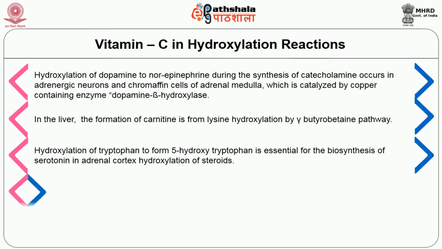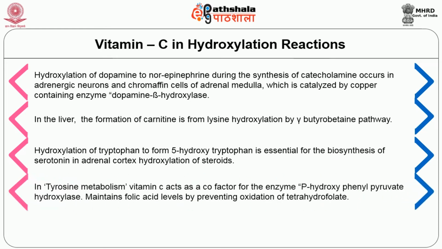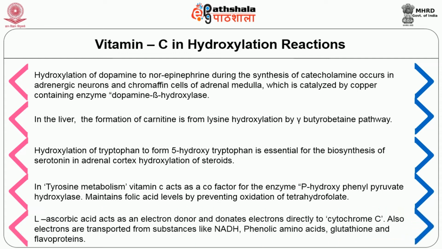Hydroxylation of steroids. In tyrosine metabolism, vitamin C acts as a cofactor for the enzyme p-hydroxyphenyl pyruvate hydroxylase. It maintains folic acid levels by preventing oxidation of tetrahydrofolate. L-ascorbic acid acts as an electron donor and donates electrons directly to cytochrome C. Also, electrons are transported from substances like NADH, phenolic amino acids, glutathione and flavoproteins.